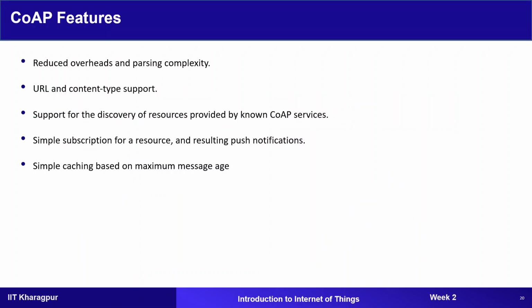Now the features. Basically, the overhead in case of COAP is reduced. The parsing complexity is also less in case of COAP. That's why it is suitable for IoT devices. Further, it supports URL and content type. Third feature is support for the discovery of resources provided by COAP services. Fourth one is simple subscription for a resource, resulting in push notification. Then last one is there is also a simple caching mechanism present in COAP.